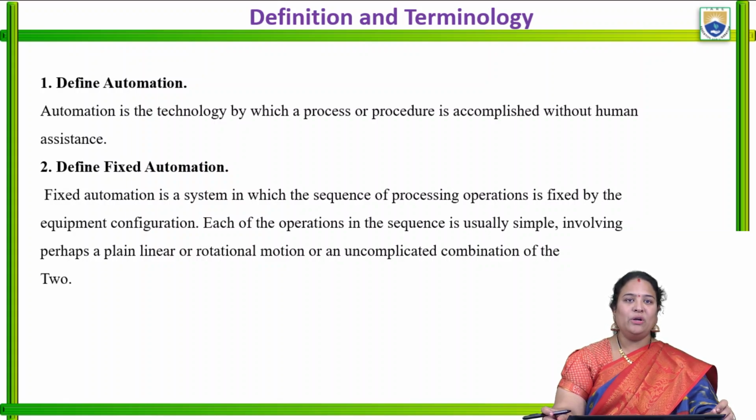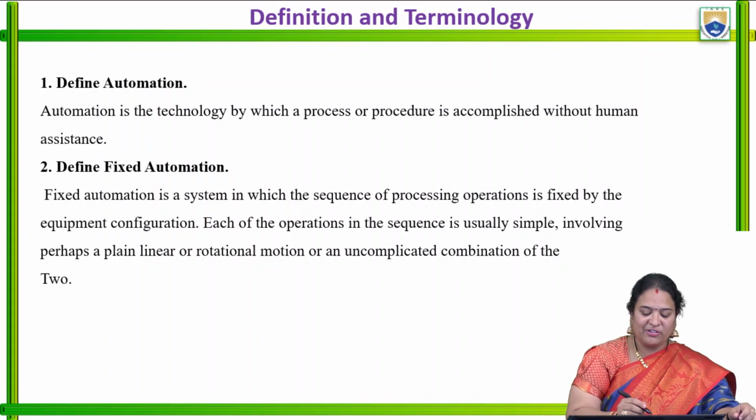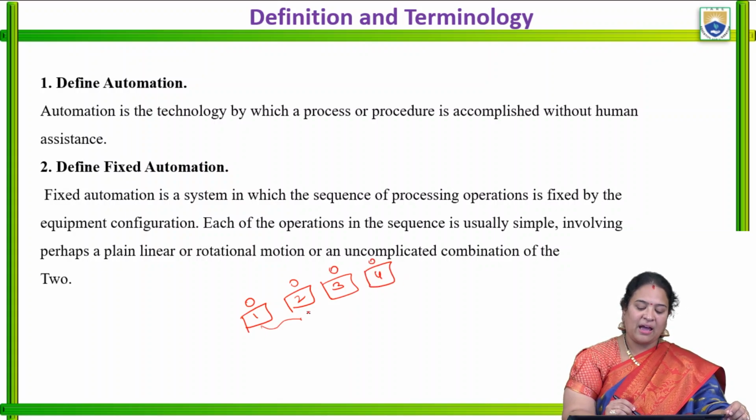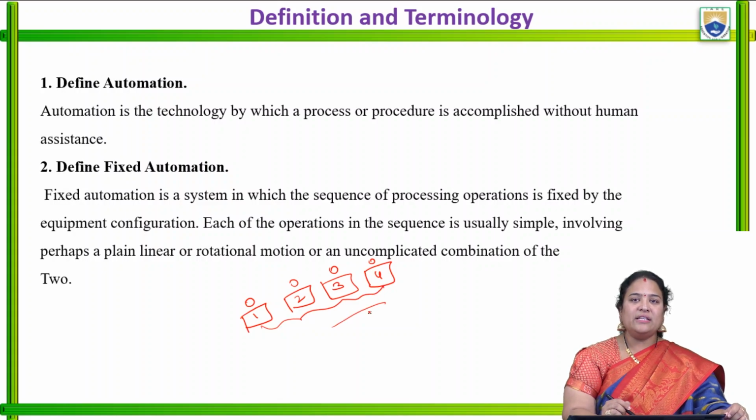Next, moving on, define fixed automation. What do we mean by fixed automation? Fixed automation is a system in which the sequence of processing operations is fixed. Here we will have steps: Operation 1, Operation 2, Operation 3, Operation 4. So we have a sequence of operations, and this particular sequence, which is fixed, is known as fixed automation.